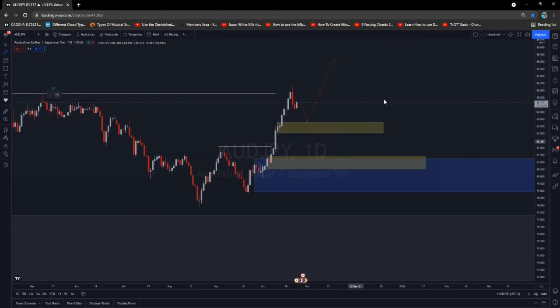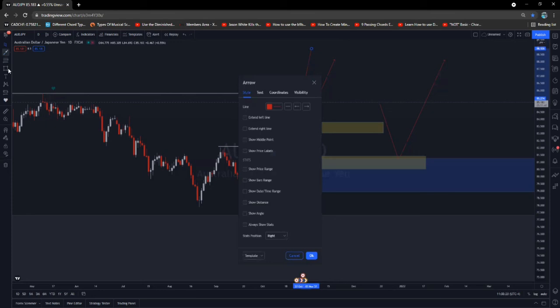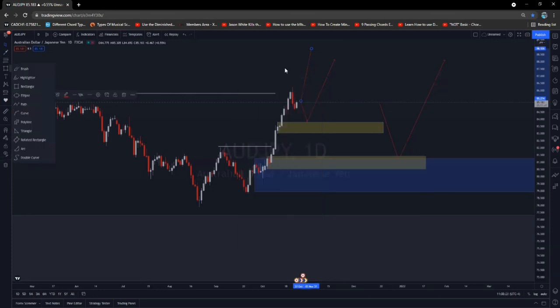Second scenario. Third scenario is that we form an order block from these candlesticks over here. So if you get a strong impulse movement to the upside, the market will retest this area over here, right? And that's when you can buy.